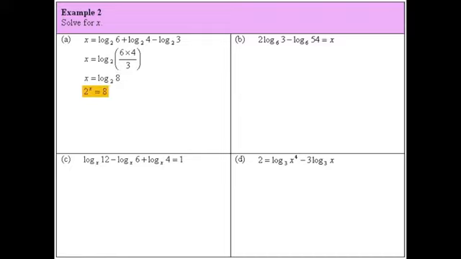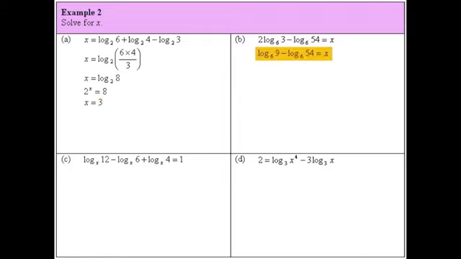Well, I'd change my equation from its logarithmic form to its exponential form so that it reads as 2 to the x equals 8. So 2 to what exponent gives us 8? Well, the answer is 3. So our original logarithmic expression was equal to 3.